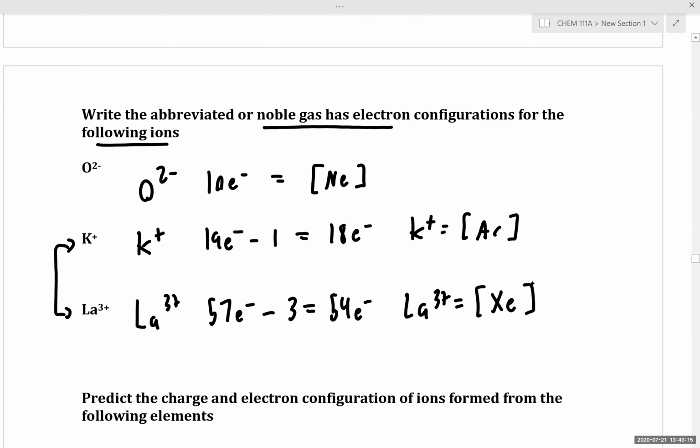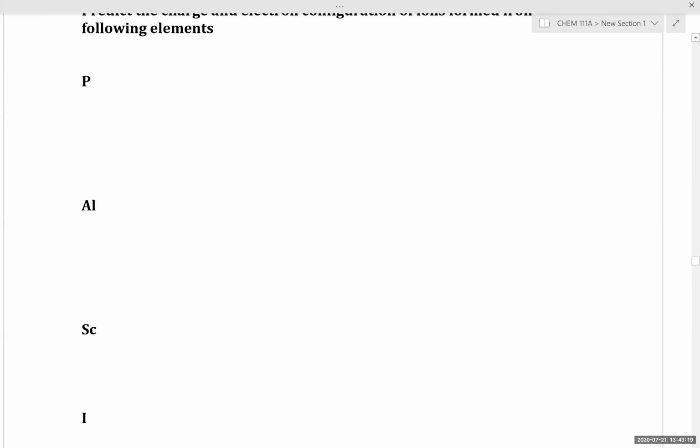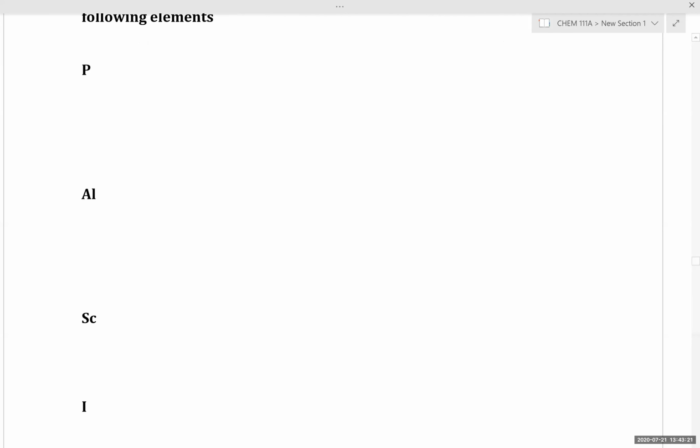If not, let's take a look at the following example where we're asked to predict the charge and electron configuration of the ion formed from the following elements. So I'll start us off.